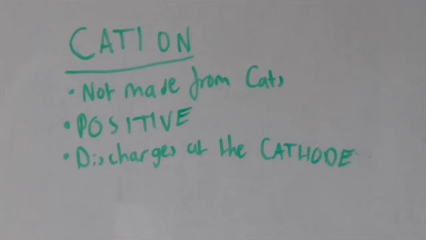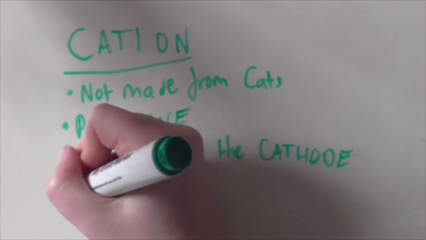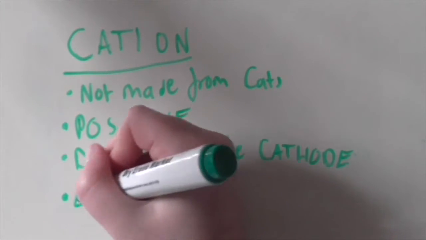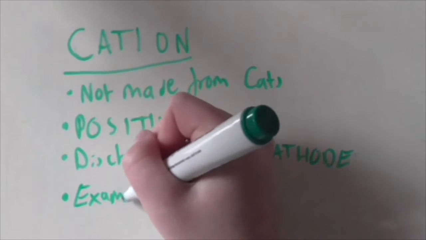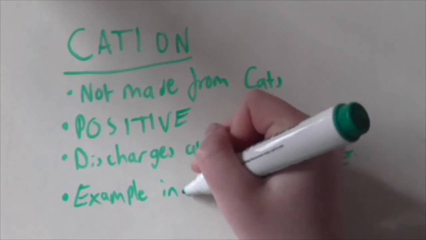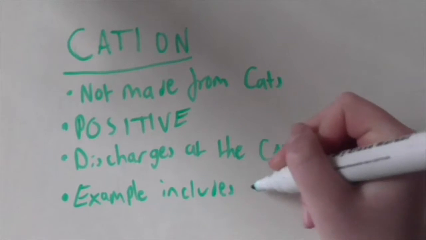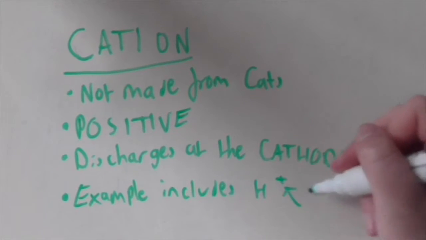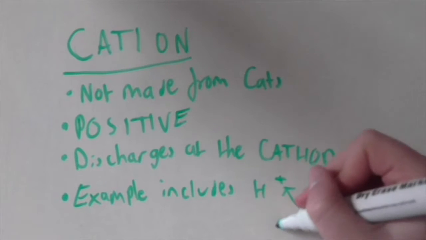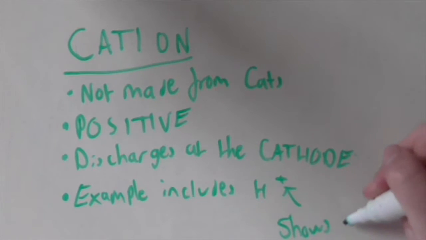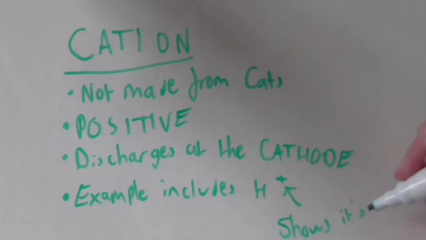There you go. An example of a cation is a hydrogen ion, which is basically just a proton. Like with a hydroxide ion, you could tell that it is a cation because it has a tiny little positive plus next to it. And as you can see, I also realised I didn't have enough space to write it's a cation.